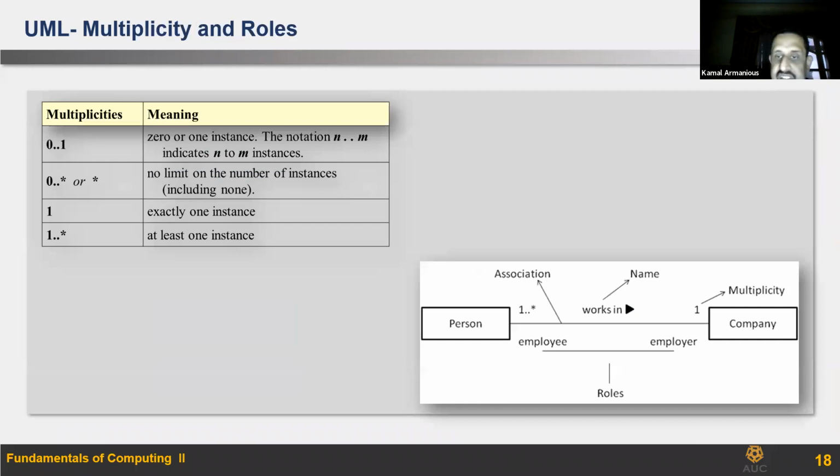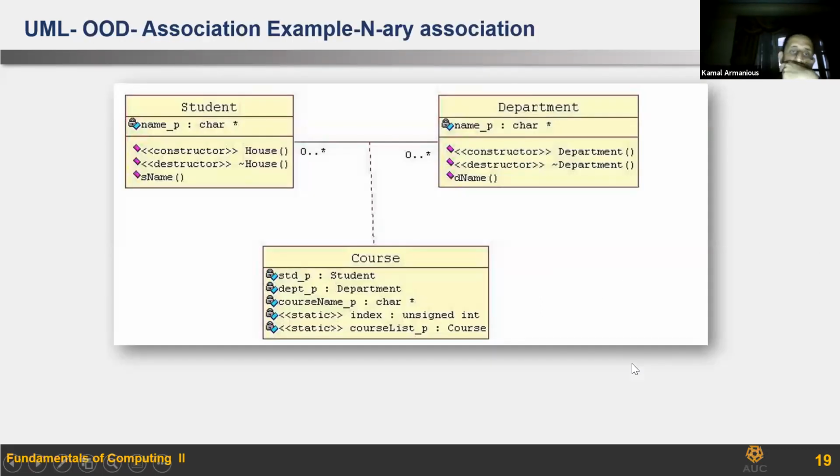So this is what I have been described. The person and the company. The person belongs to one company, and the company has one person or many persons. What is the kind of this relationship? That the person works in a company. What is the role of the person? He or she is an employee. What is the role of the company? It is the employer of this person. So this is basically an association.